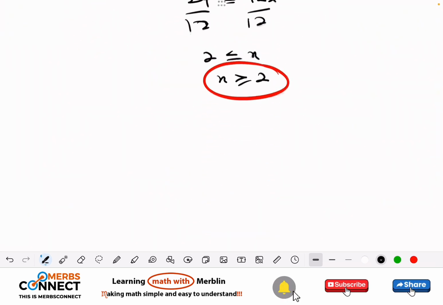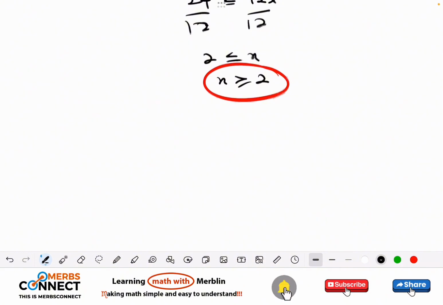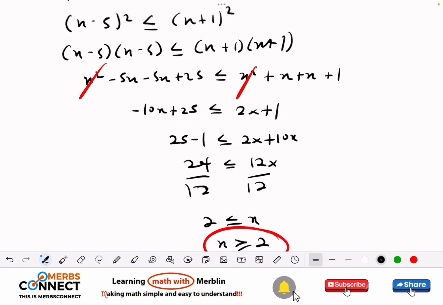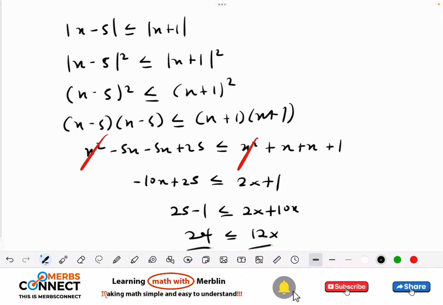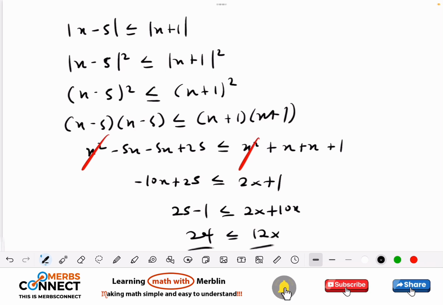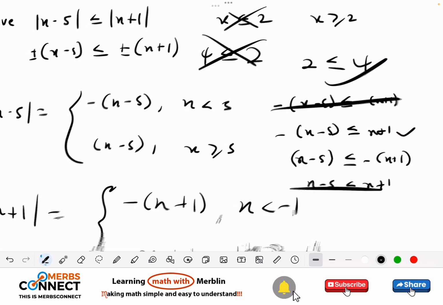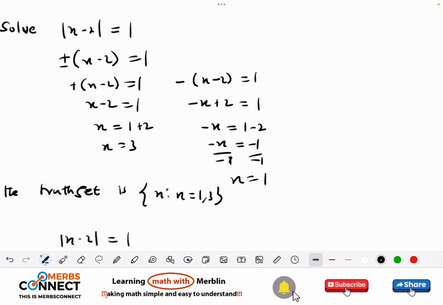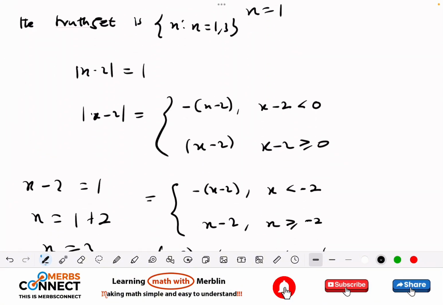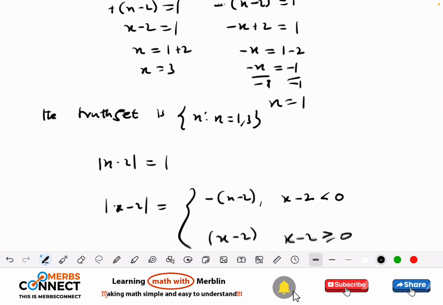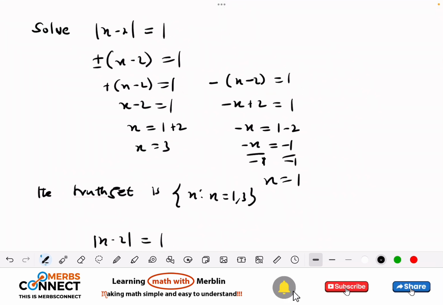So this is how we do it. So we have a lot of steps, but you can see that this one is very short. So with two absolutes, you can just square both sides and then you just go your way. But with one absolute, instead of even using the piecewise function, you can decide to just change it to plus or minus, then you just distribute it and then you go.